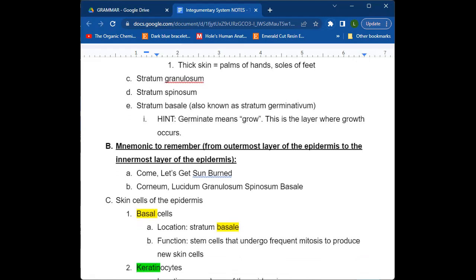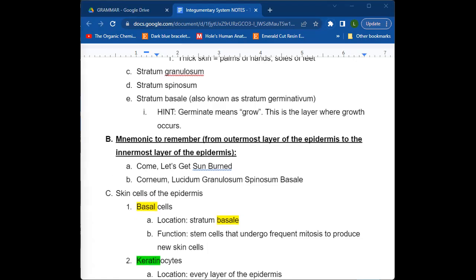Right, the little mnemonic you can use to remember the order of the layers from outermost to innermost is "Come, let's get sunburned." So C is for corneum, L is for lucidum, G is for granulosum, S is for spinosum, and B is for basale.